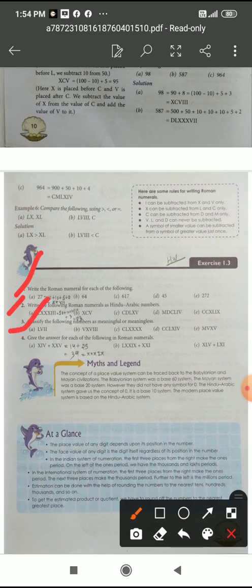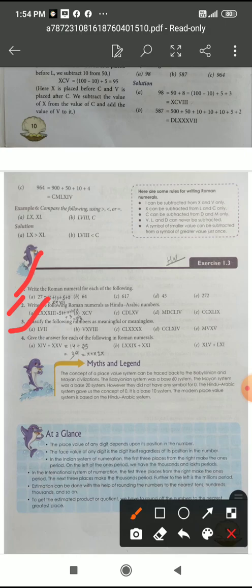Then comes to number 3. Classify the following numbers as meaningful or meaningless. Children, here you see each number clearly. A bit, LV double I. According to the rule, this is possible. So it is meaningful. But B, VX, V triple I.